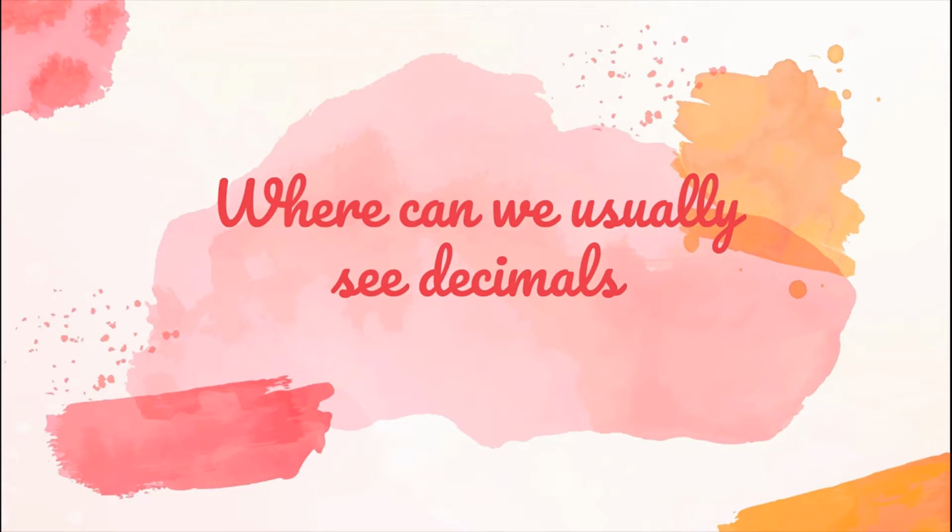So where can we usually see decimals? Okay, that's right. We can see decimals when we go to supermarkets. The prices of the things that we want to buy are expressed in decimals. Not only that, in the department store, we can also see decimals. Aside from that, we can see decimals on a weighing scale. At the same time, we can also see decimals when we look at our body temperature. Those are just a few things in which we can see decimals in real life situations.